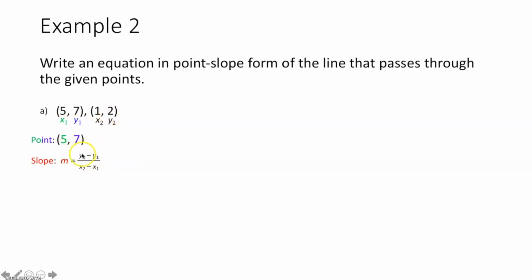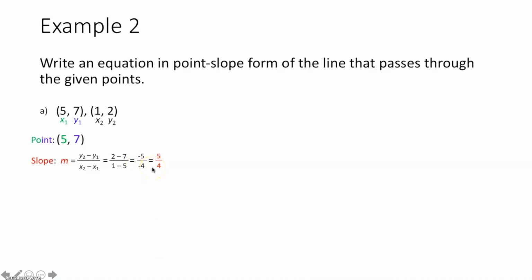So 2 is going to go in for y sub 2. 7 is going to go in for y sub 1. 1 is going to go in for x sub 2. And 5 is going to go in for x sub 1. Now I simplify this. What's 2 minus 7? That's going to be negative 5. And what's 1 minus 5? That's going to be negative 4. Now what's negative 5 over negative 4? Negatives cancel out and you get positive 5/4.